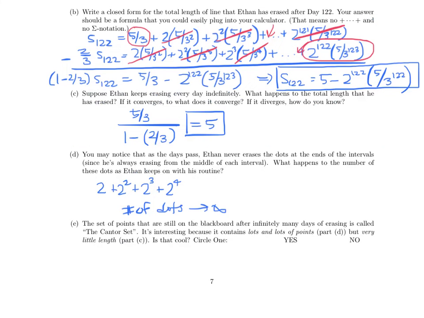Crazy. Part E is just a fun question. It says the set of points that are still on the blackboard after infinitely many days of erasing is called the Cantor set. It's interesting, but it contains lots and lots of points. That's part D, but very little length. Part C. Is that cool?